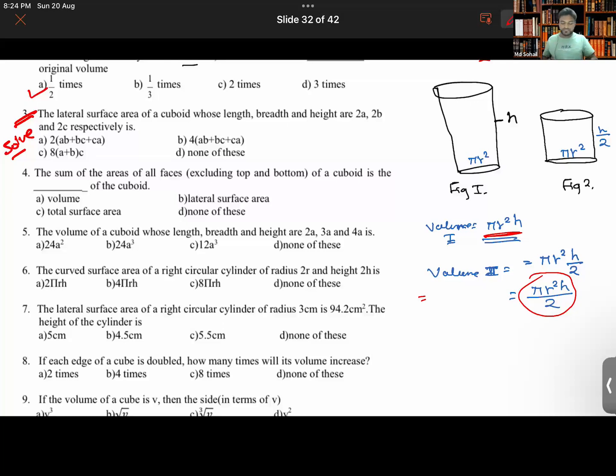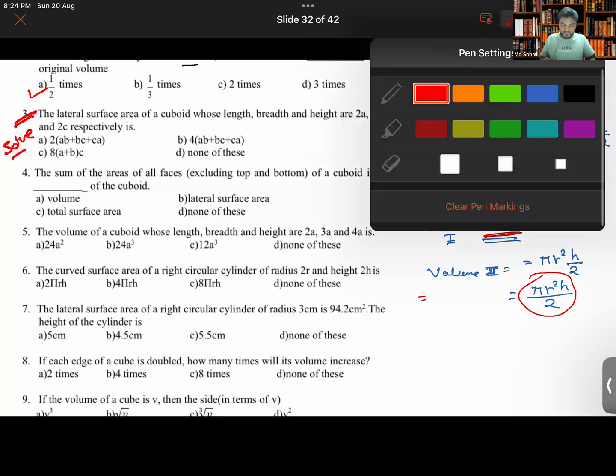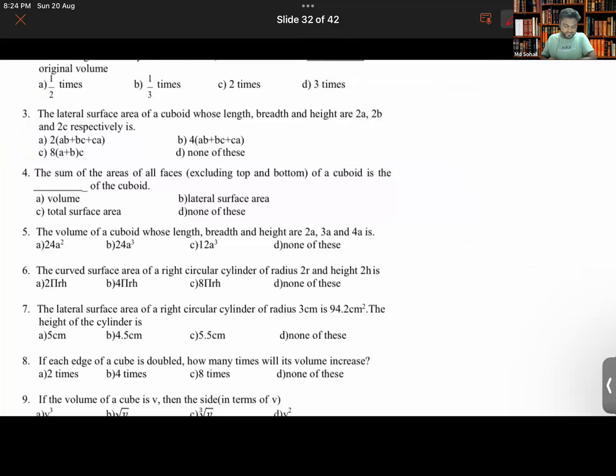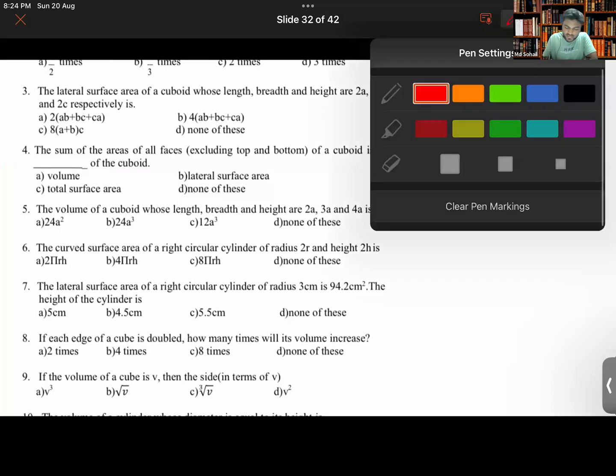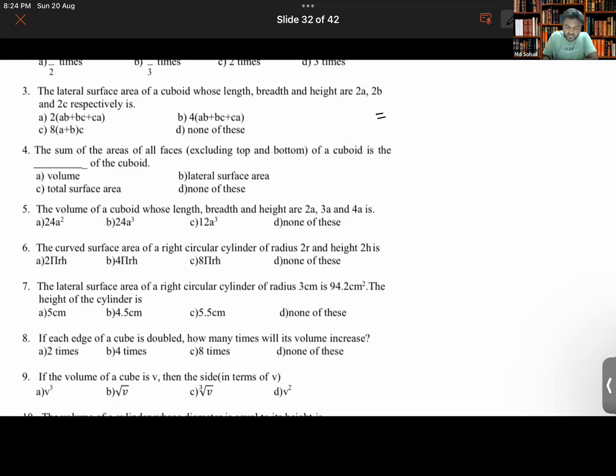Okay, look guys. It will be C, I guess. Okay, Arhan is saying option number A. Okay, let's solve it. We know the formula to find the lateral surface area is 2 multiplied by height into length plus breadth, L plus B. Exactly. That is the lateral surface area.